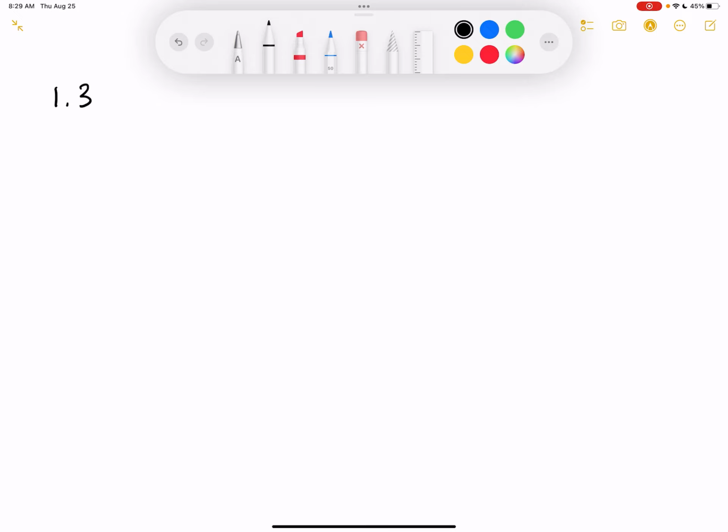So 1.3, solve linear equations. All right. So these problems say to solve the equation and check your solution. Okay, you have to do the "and check" part. I'll show you what you need to do for that.